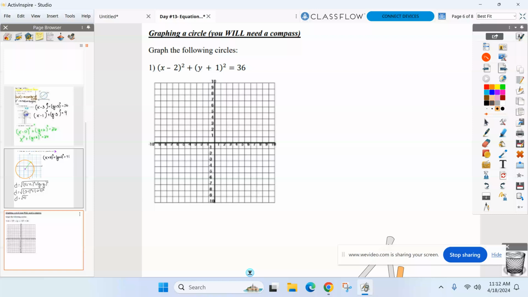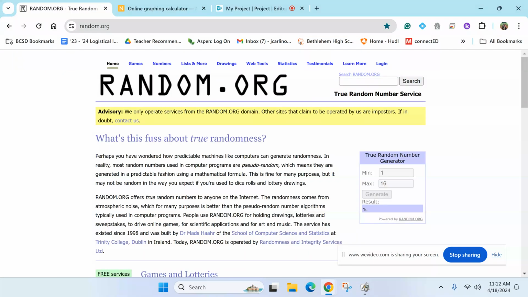All right, so here's the deal. You get me the center and radius from this equation, and I'll show you how to graph. So let's start with what is the center? Looking at that equation, what's the center of this circle? Be careful. What's the center of this circle?